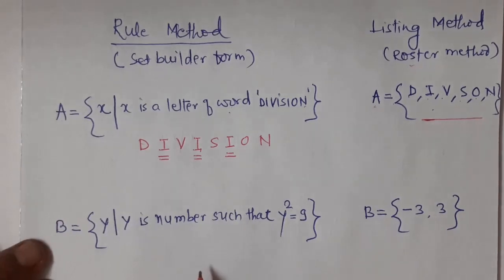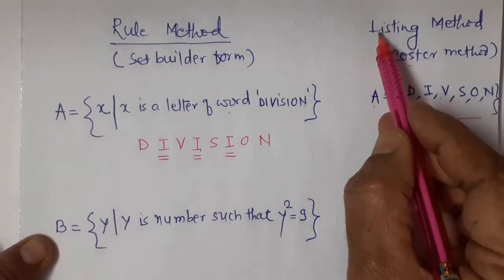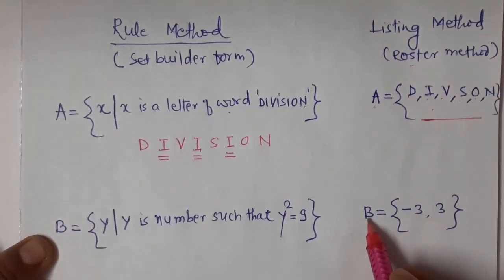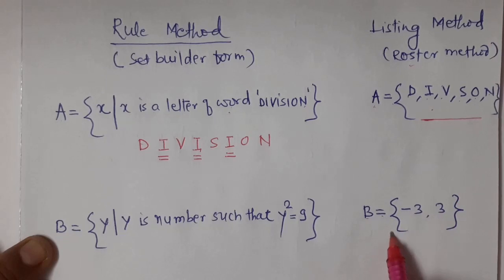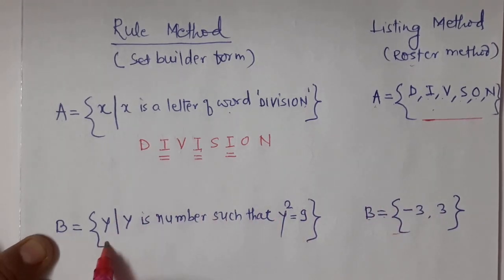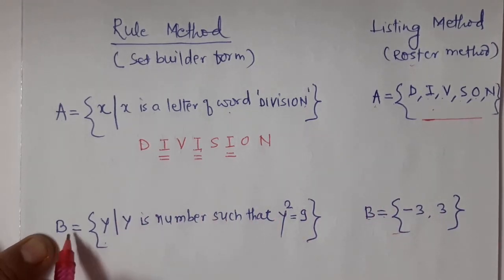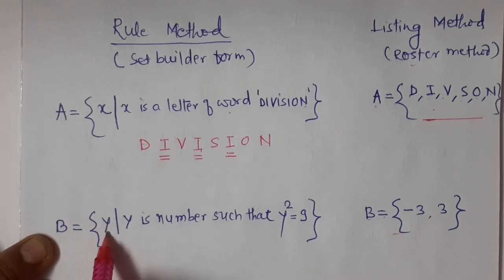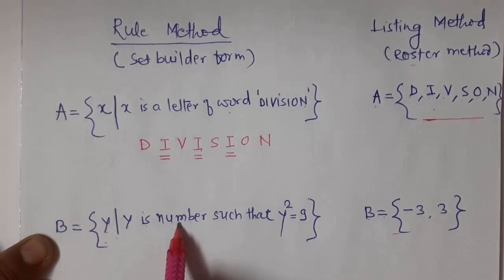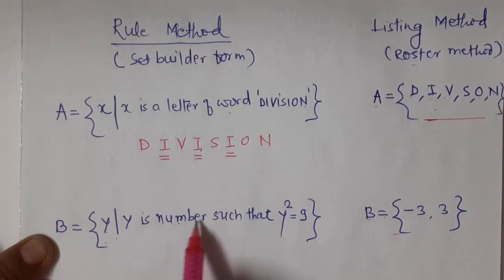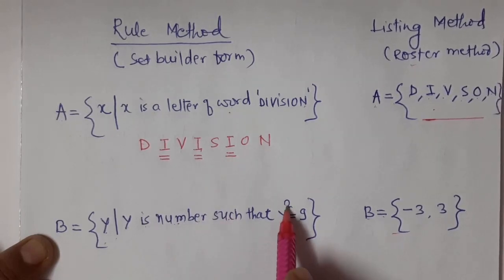Then the second example: suppose they have given you a listing method or roster method as B is equal to, B is a set of minus 3, 3. That can be written in rule method as B is the set of all y such that y is a number, such that y square is equal to 9.